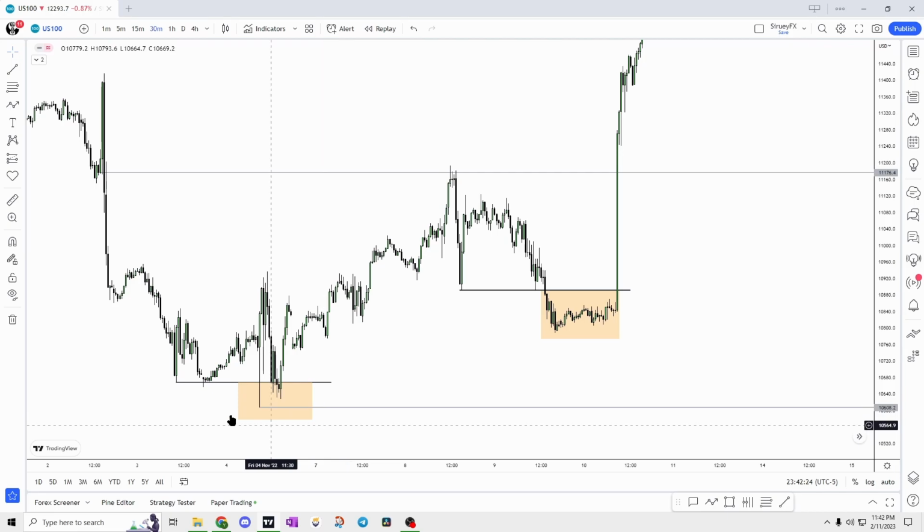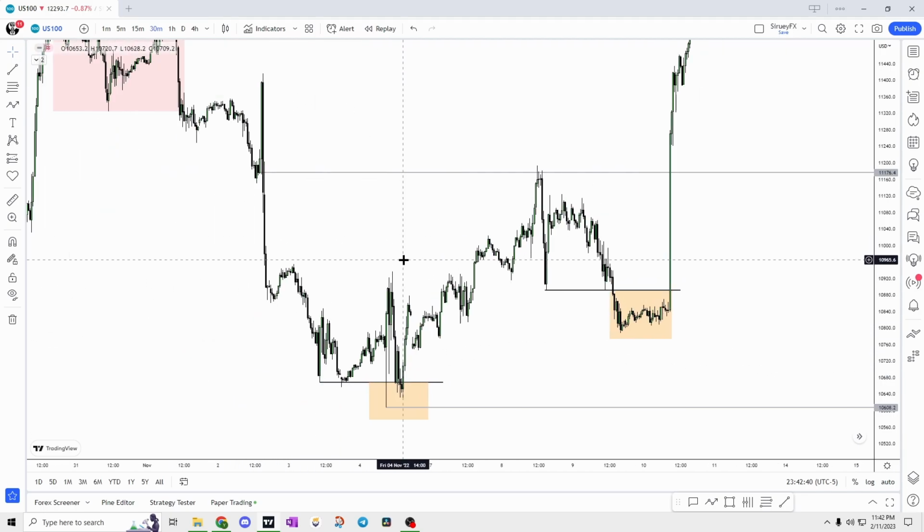So once again, I'm going to say it again. Put your TP under the original consolidation if it's a market maker sell model, and you're going to make all the money in the world. That's not how it works. You guys have to understand the information that is being provided by these price action patterns, okay?